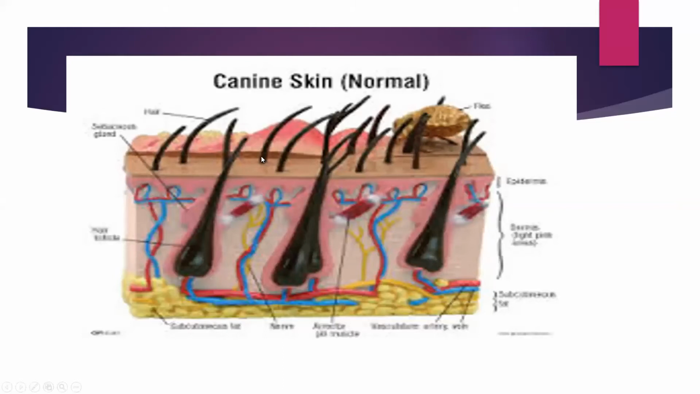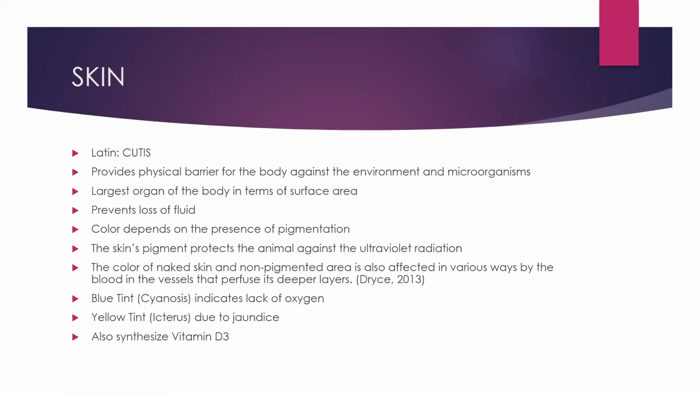Now, this is a normal canine skin. So basically, it has the epidermis, which is the outer layer. Then we have the dermis and the subcutaneous or hypodermis, where there's a significant amount of fat. So the skin, Latin for this is cutis, provides a physical barrier for the body against the environment and microorganisms. This happens to be the largest organ of the body in terms of surface area. This also prevents loss of fluid.